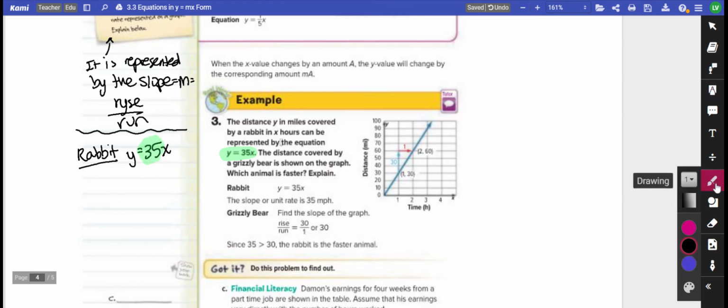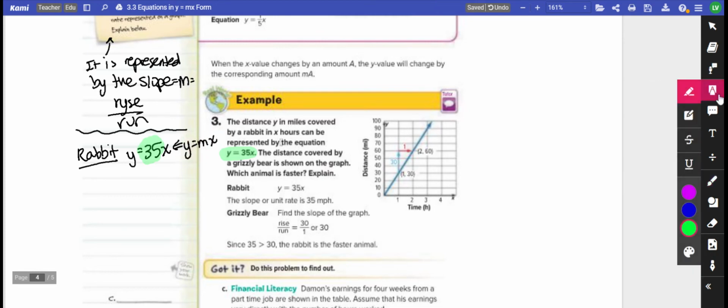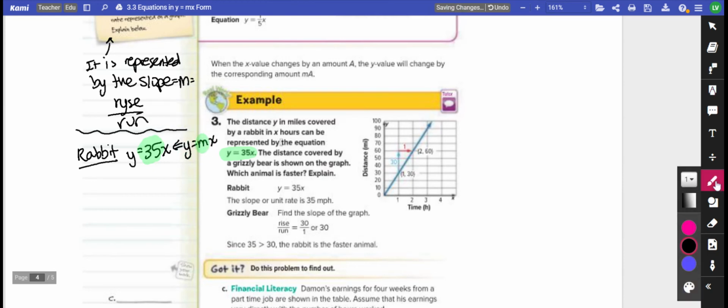Well, the key piece of information in this equation is the 35. That represents my slope. I know that because this is represented by the equation y equals mx, and m happens to be 35. So that means that the rabbit is traveling 35 miles per hour.